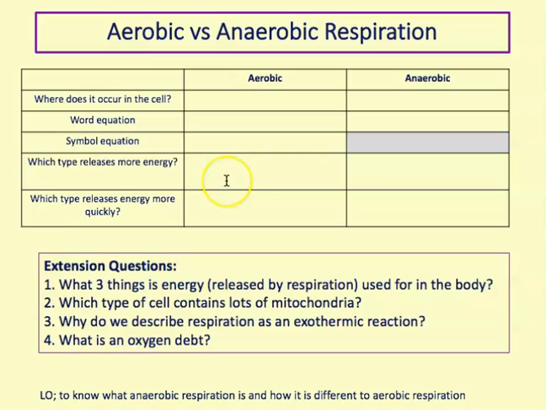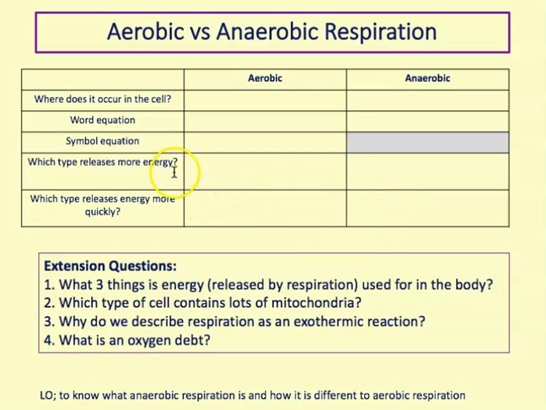Okay, so the last activity for this aerobic versus anaerobic respiration lesson, please can you draw this table into your books. So we're going to do a comparison of aerobic and anaerobic respiration, so you really clearly know where each one happens, the word equation, symbol equation, which one has more energy, which has less energy.